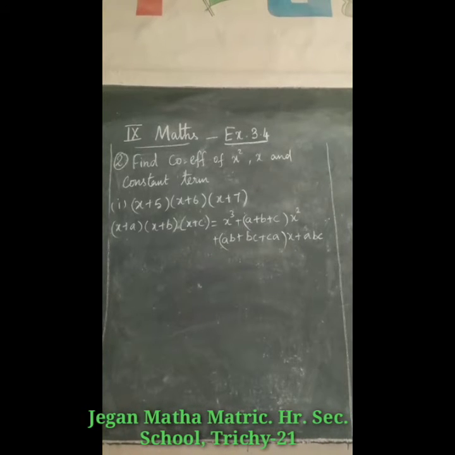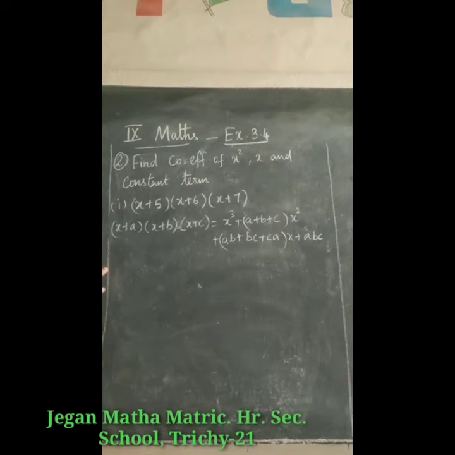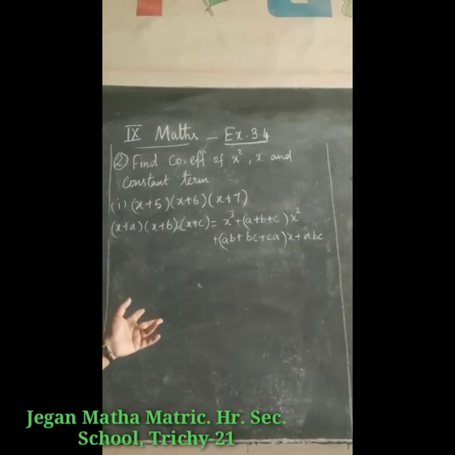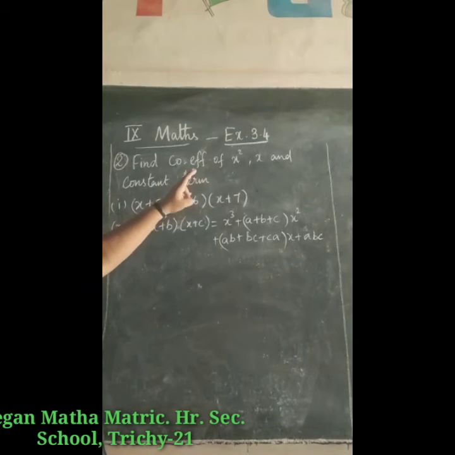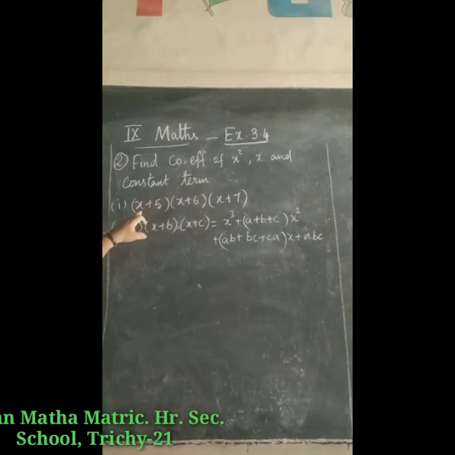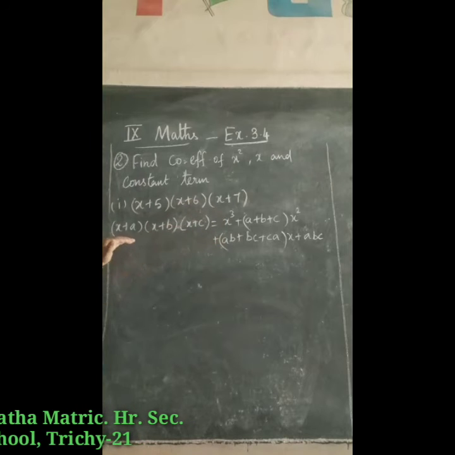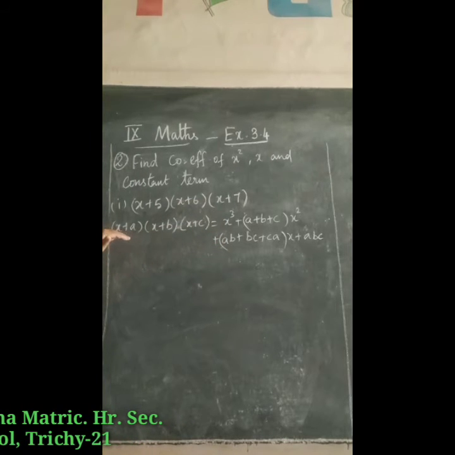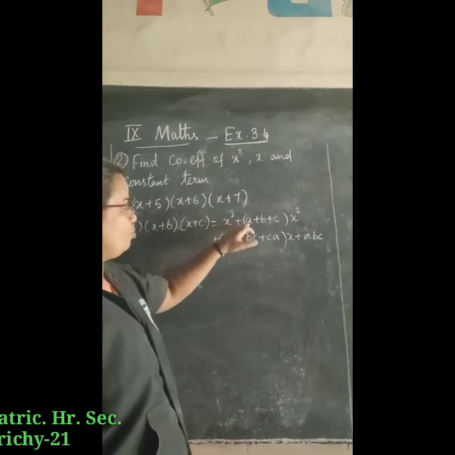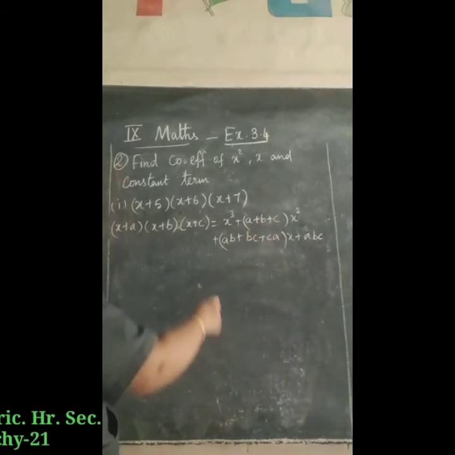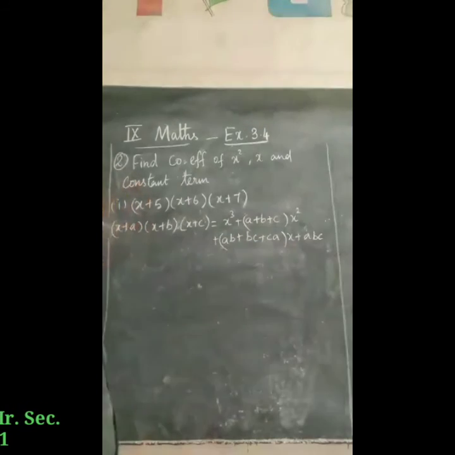The second question: find coefficient of x squared, coefficient of x and constant term. Using the identity, we have to find out this coefficient of x squared, coefficient of x and constant term. First question, x plus 5 into x plus 6 into x plus 7. What is the formula, the algebraic identity? That is x plus a into x plus b into x plus c is equal to x cube plus a plus b plus c into x squared plus ab plus bc plus ca into x plus abc.